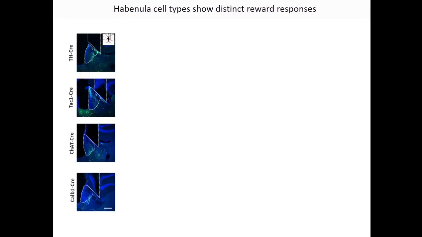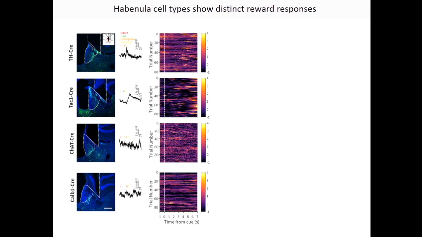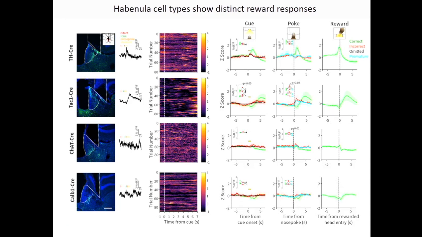So here's an example of some fiber placements and GCaMP expression from the 4 different cell types, and then just a raw trace of an individual trial, and then an example session. So this is 80 trials in a session, z-scored and pseudocolored as shown here. What I really wanted to know were the consistent changes in activity at certain behavioral points in the task. And so to do that, I aligned the fluorescence data to the cue, the nose poke, and the reward. And I'm looking at the activity across these 4 different genotypes, but also sorting by the eventual trial outcome. So if they got it correct, incorrect, if they omitted the trial entirely, or if they made a premature poke.